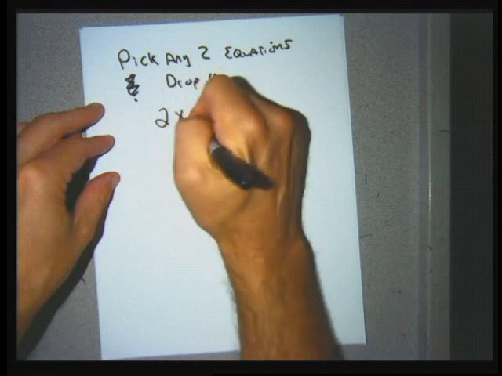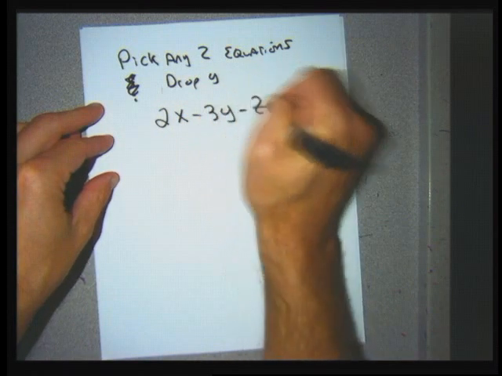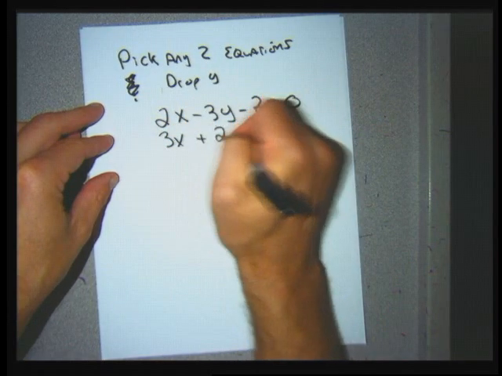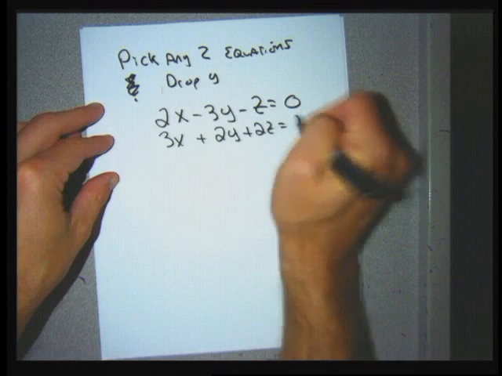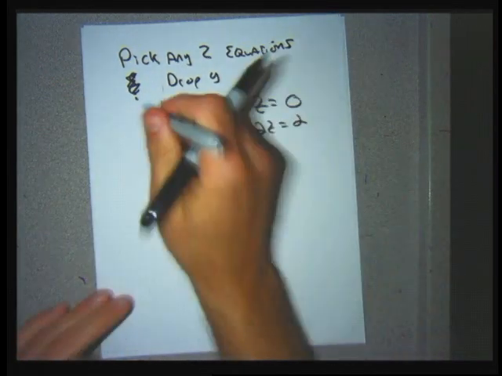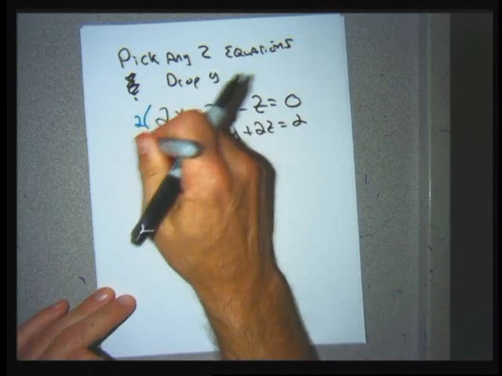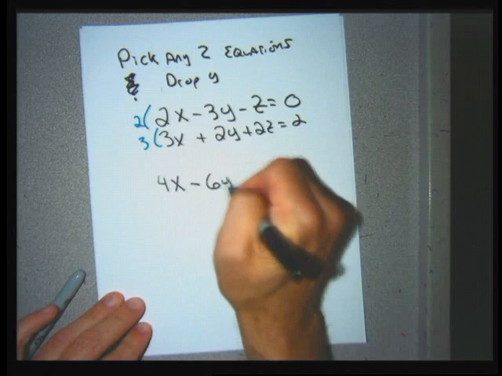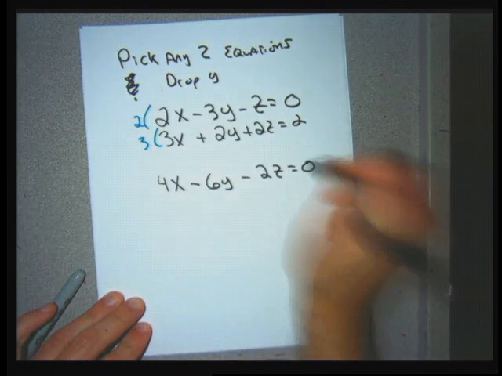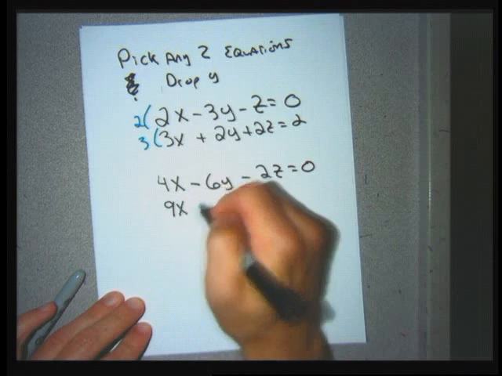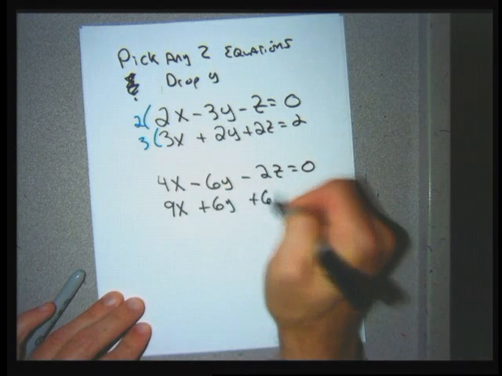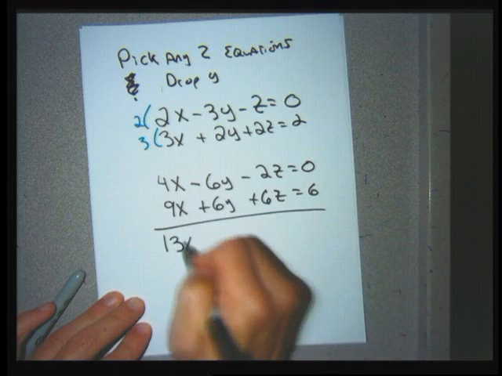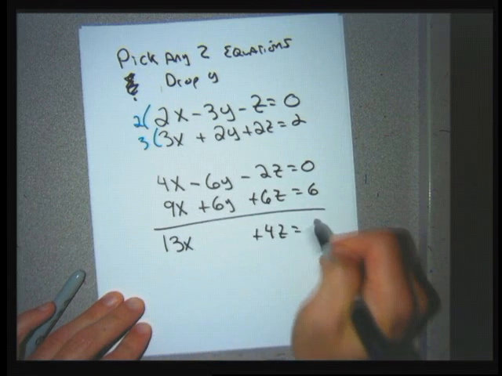The top equation was 2x minus 3y minus z equal to 0. The middle equation is 3x plus 2y plus 2z equal to 2. I'm going to drop out the y's by multiplying this equation by 2, that equation by 3. This is going to give me 4x minus 6y minus 2z equal to 0 on top of 9x plus 6y plus 6z equal to 6. When I add these together, I get 13x plus 4z equals 6.